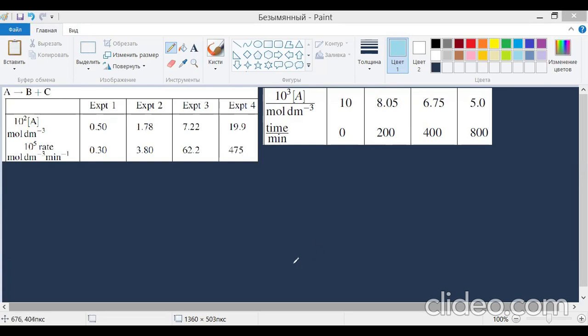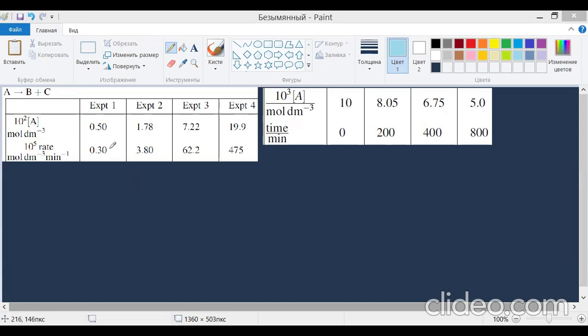And for that reason, you can see two tables on the screen of your computers, table A and table B. They are related to one another because they both are based on the same reaction where the reagent A turns to two products B and C. And looking at the first table, we can see that four experiments were carried out, and the findings of these four experiments were put into this table.